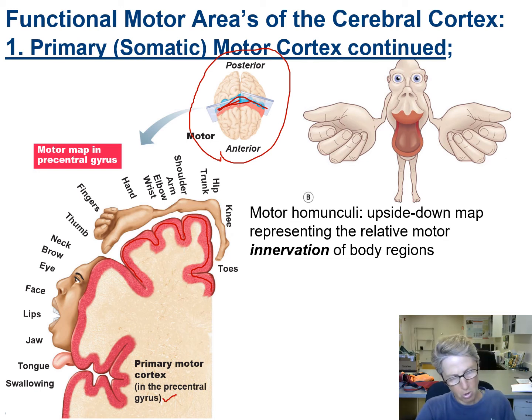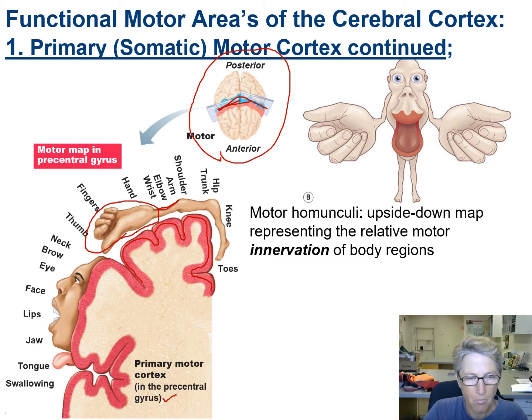What it's showing you is kind of out of morphological range of a normal face. Your hands aren't normally this huge, and your shoulder, arm, elbow, and wrist are usually not that tiny. But what it's showing is the amount of innervation, so neurons going to the face.